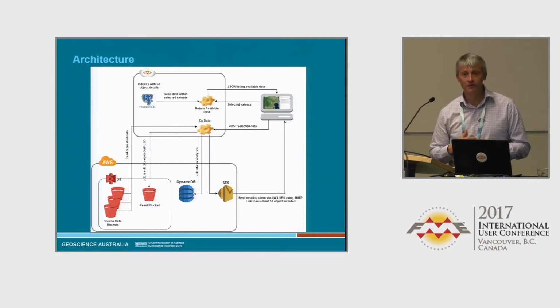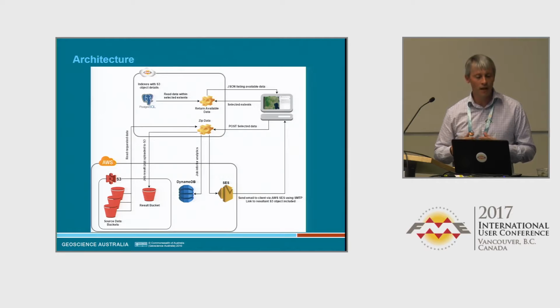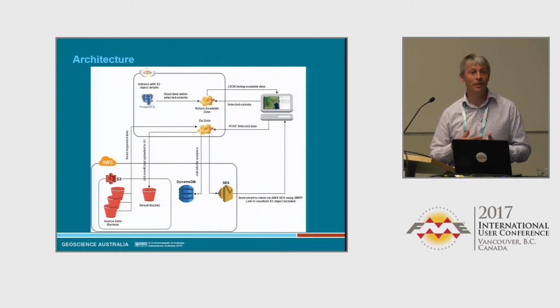The architecture itself is relatively simple. We have multiple buckets in S3 for each of the jurisdictions. We also have a results bucket in S3. FME interacts with those buckets through indexes, so there are multiple indexes underlying. They are all individual of one another. Before people ask, do they actually nest? No, they don't. We have 1 metre indexes, 2 metre indexes.